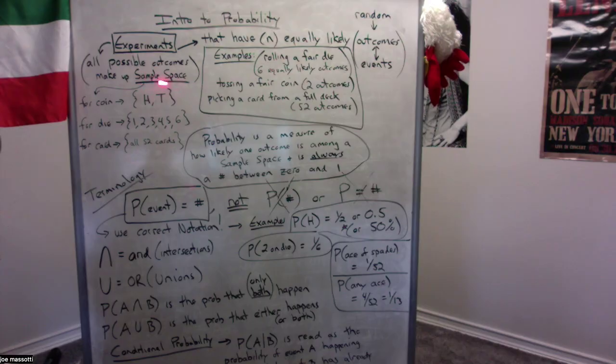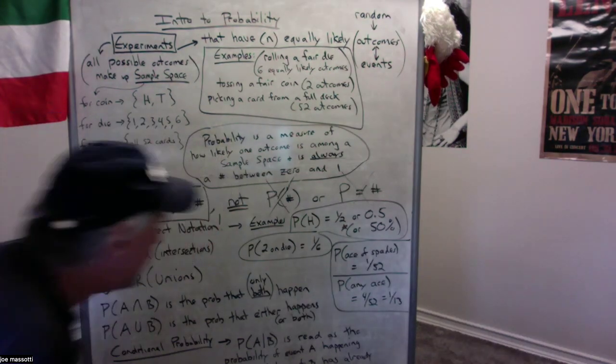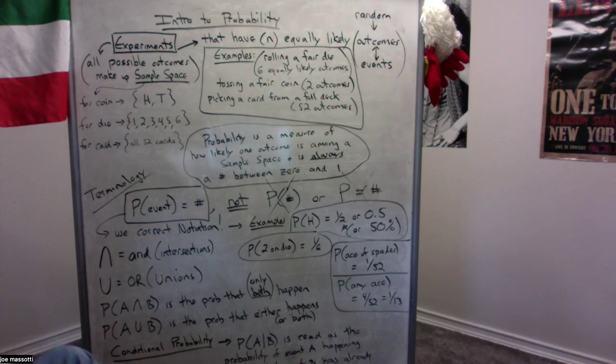And another thing you want to be familiar with is something called a sample space. The sample space is all the possible outcomes in that experiment, all the possible events that consist of that experiment. So again, for a coin, the possible outcomes are heads and tails. For rolling 1 die, the possible outcomes are the numbers 1 through 6. And for picking 1 card from a full deck, the sample space, all the possible outcomes, is all those 52 cards.